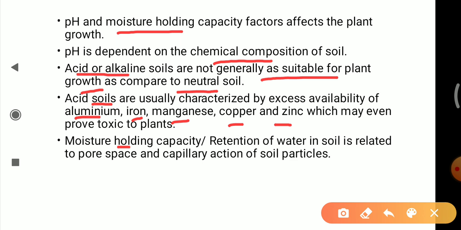Moisture holding capacity, or retention of water in soil, is related to the pore space between the two particles and the capillary action of soil particles.